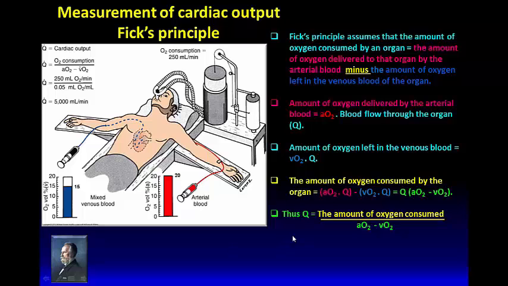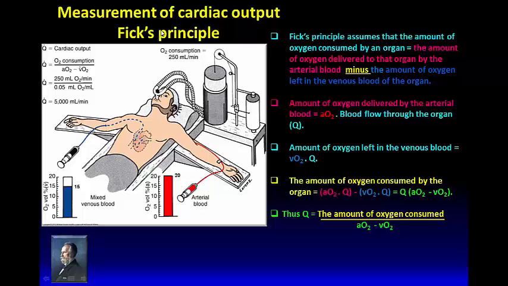So the cardiac output would be equal to the amount of oxygen consumed by all organs of the body, which is known as the resting oxygen consumption, and we can measure this using spirometry, divided by the oxygen content of the arterial blood, measured by taking a sample of the arterial blood, minus the oxygen content of the venous blood, measured by taking a sample of the venous blood. And so this is the equation which we use to measure the cardiac output using Fick's principle.